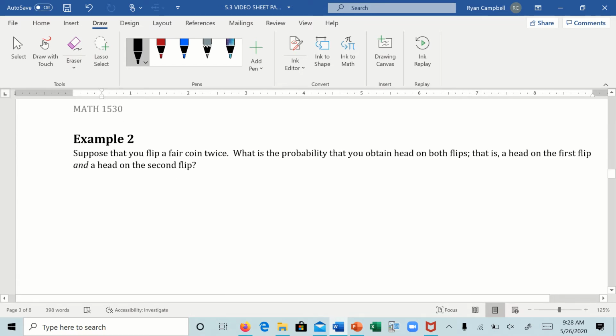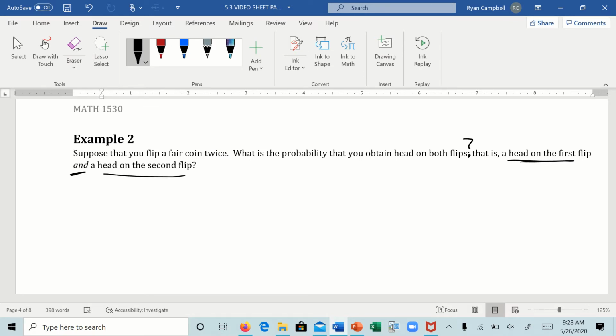All right, so suppose you flip a fair coin twice. What is the probability that you obtain heads on both flips? That is, a head on the first flip and a head on the second flip. If I just ended it with this question, what is the probability that you obtain a head on both flips? Well, there's no and in that sentence, right? So we're thinking of a group of two coin flips, but we want to think of them as individuals. So you flip a coin, on the first one it's heads, and on the second one it's heads.